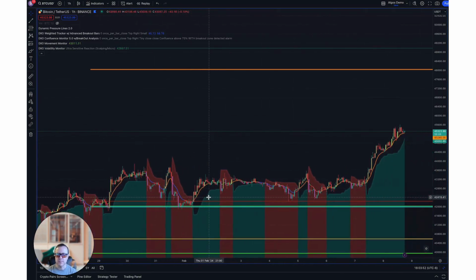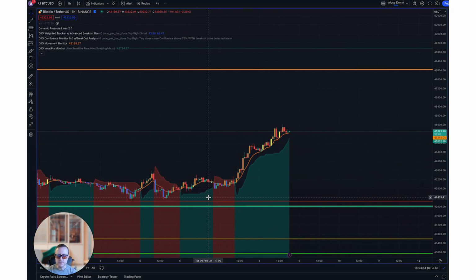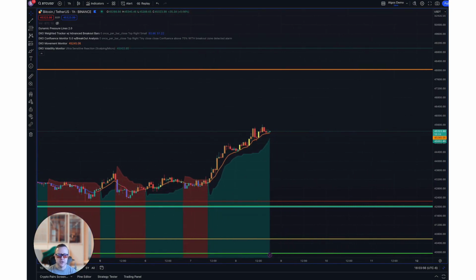You can do the same thing on the short side. Here's a great example of one of our classic setups, which is a green trend change, right? And it happened over here too. This one just happens to be the nice pump.